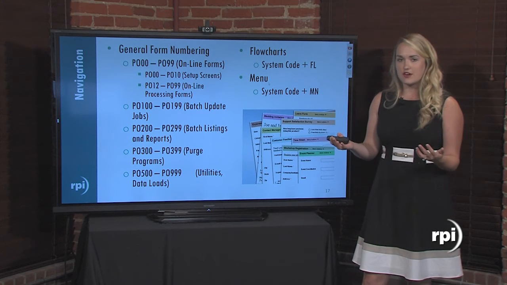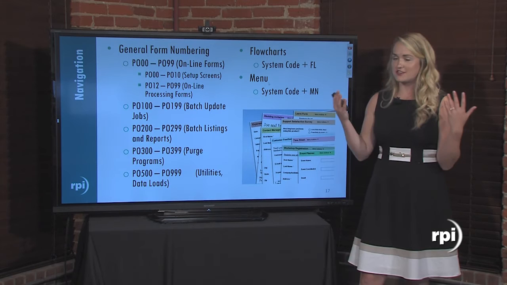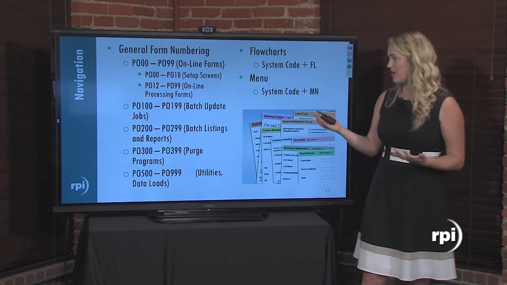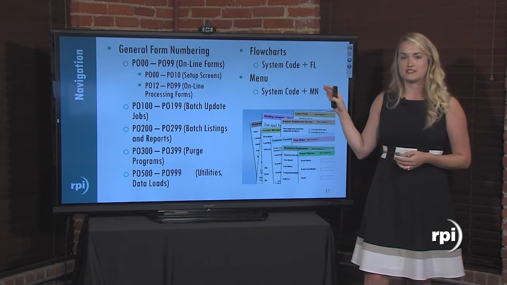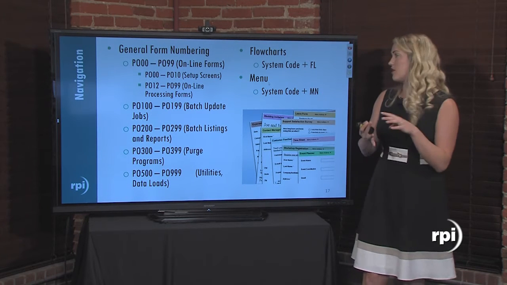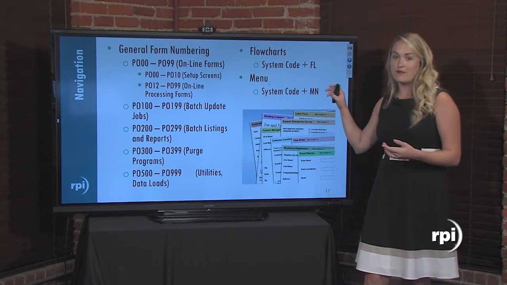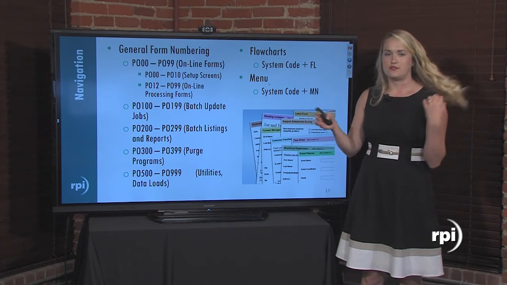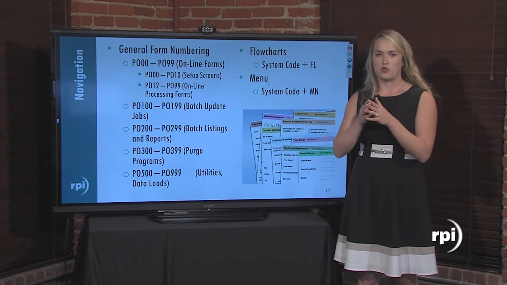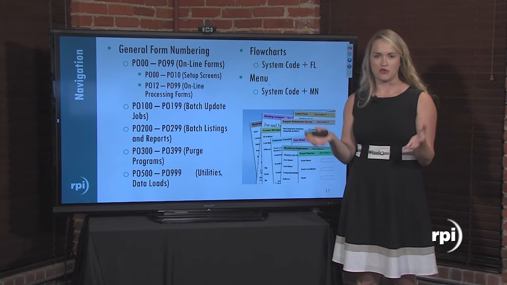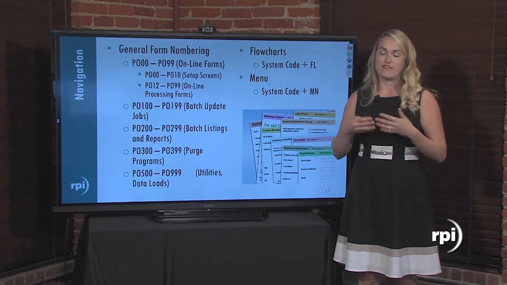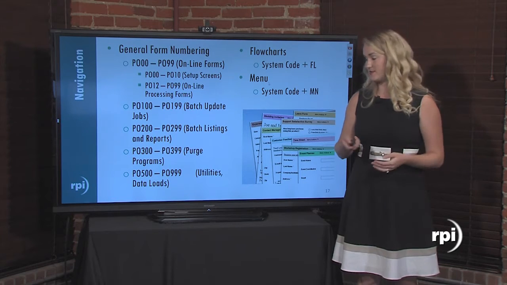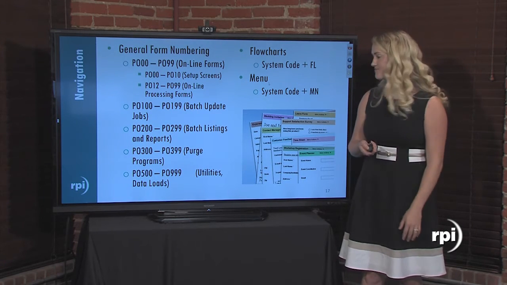If you don't know all those Lawson numbers offhand, which I'm not sure if anyone could possibly remember all of them, you can use your system code plus FL or system code plus MN, so that's ICFL or RQFL or POMN. These are all going to show up in a workflow kind of visual graph so that you can look through and see what forms are there if you don't know it offhand. So it's going to help you as a guide.